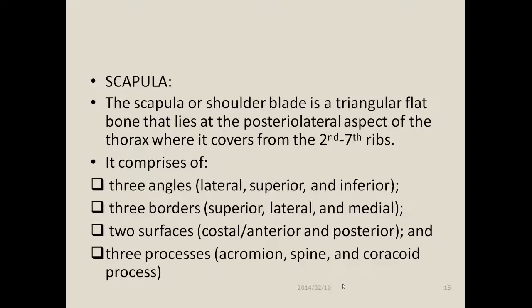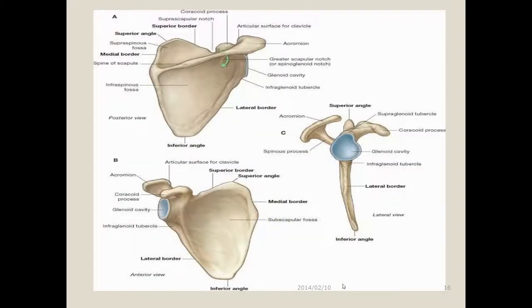Now we'll see the scapula. The scapula is a triangular flat bone that lies at the posterolateral aspect of the thorax, and it covers from the second to seventh ribs. It has three angles, three borders, two surfaces, and three processes, that are the acromion, spine, and coracoid process. We can see here in this picture the scapular structure.